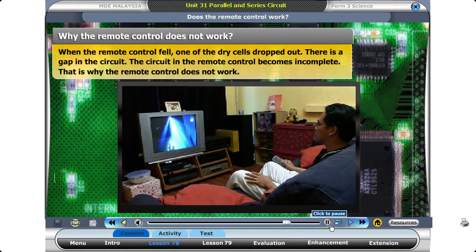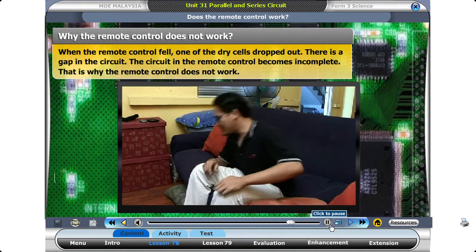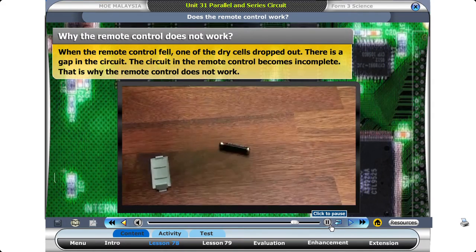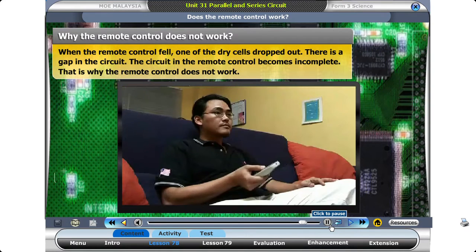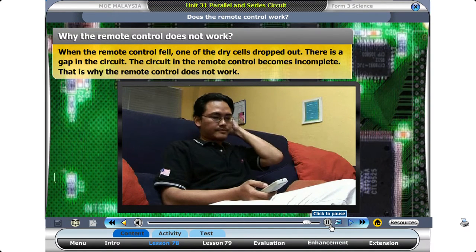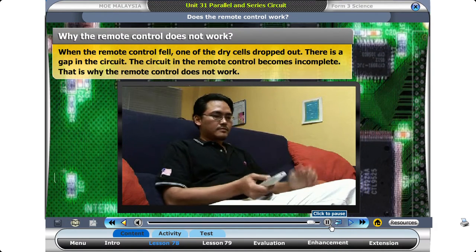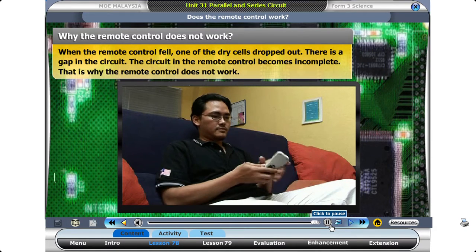Why doesn't the remote control work? When the remote control fell, one of the dry cells dropped out. There is a gap in the circuit. The circuit in the remote control becomes incomplete. That is why the remote control does not work.